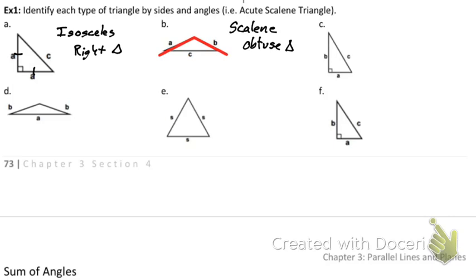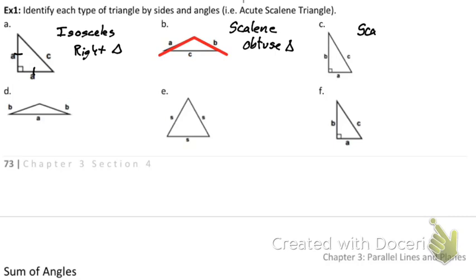Right, but look at how it's numbered. It's A, B, and C. So that means all 3 are different lengths. Just like over here it was A and A, means they're the same length. If there's 3 different letters, it means they're completely different lengths. Isabella?